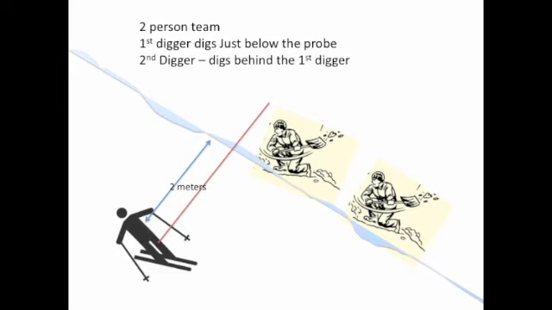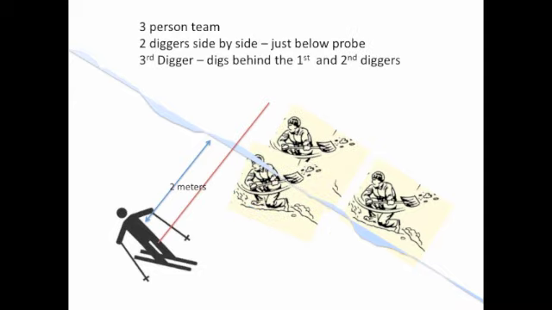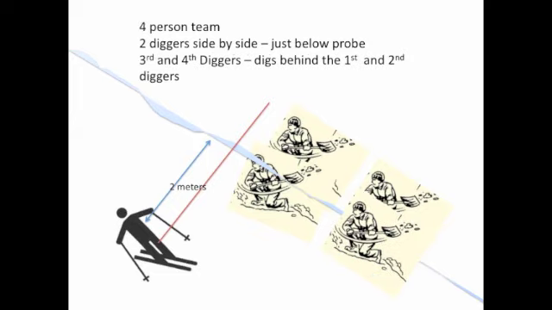This is a good example here. A 2-person digging team: one digger digs just below the probe, the other behind them, moving snow back. If you get a 3-person digging team, you can have 2 people up the front, 1 person digging behind. That works quite well. And if you have 4 people, you can have 2 at the front, 2 at the back, and digging towards the person works quite well.